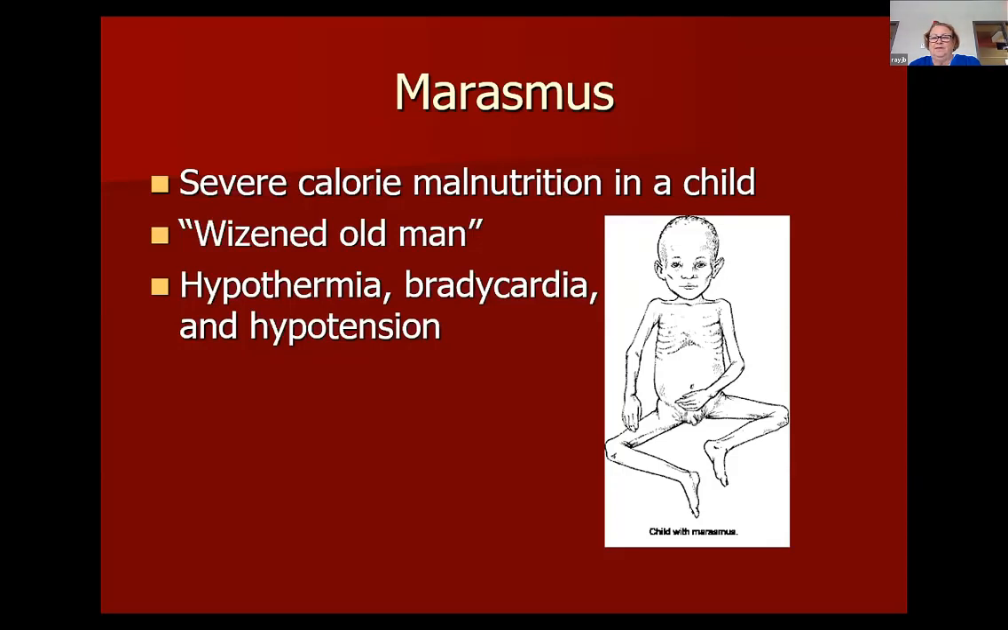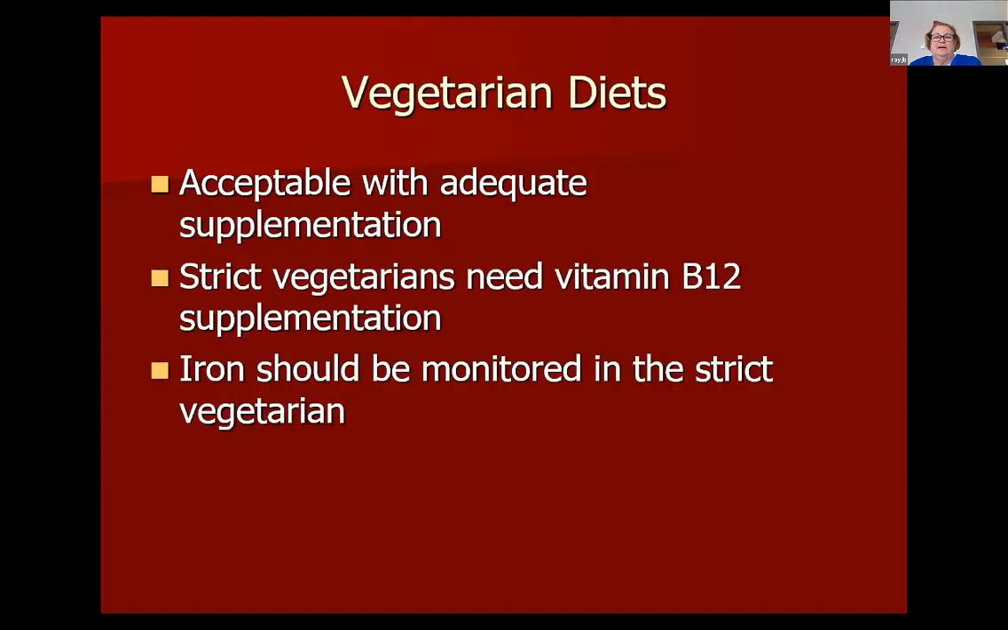I think of the Ethiopian child that we always think about, the little tribe of Ethiopian children standing around looking for food. Oftentimes they are hypothermic and have a very low resting heart rate and very low blood pressure. Vegetarian diets or something. I know this talk is going to seem kind of disjointed, but it's because there are just so many different things to talk about. We just want to get everything to you as best we can.